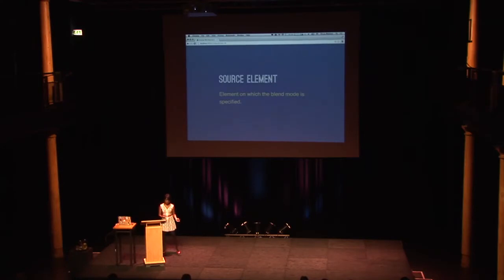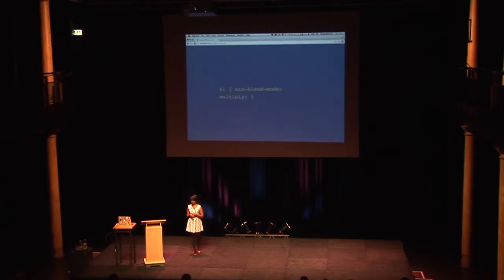So I mentioned source element. So the source element basically means the element on which you specify a blend mode. And the syntax for that would be you have an element as a selector, and then you would have a property called mix-blend-mode, and you'd specify the value of blend mode you're applying on it. So maybe you would have multiply, maybe you'll have darken, and things like that.